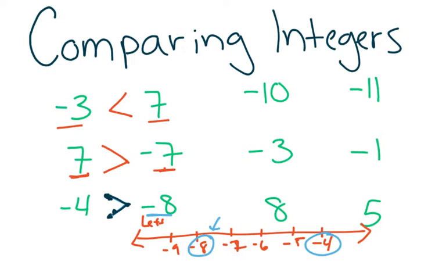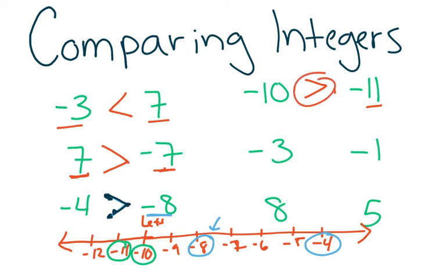If we compare -10 and -11, again, I like to use a number line because I'm a visual learner. I would have -10, -11, -12. I would look at my two numbers that I'm comparing, -10 and -11. Which one's on the left? -11 is on the left. That means it is less than. So -10 is greater than -11, or if we read it starting at -11, -11 is less than -10.